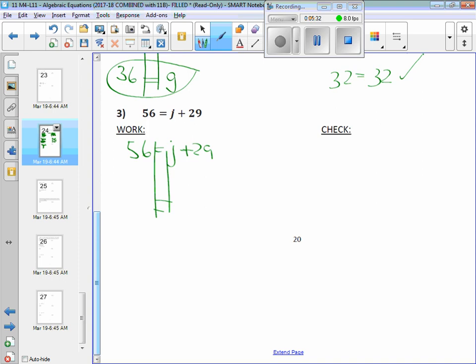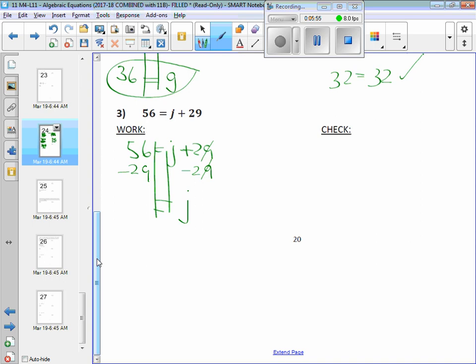We're actually going to, when we get to that one, cross it out and I'll explain why. But we're actually doing number 3. So, Seren, what do I have to do to get J all by itself? Right. What do I have to do on the left side? And what cancels out? And then 56 take away 29.